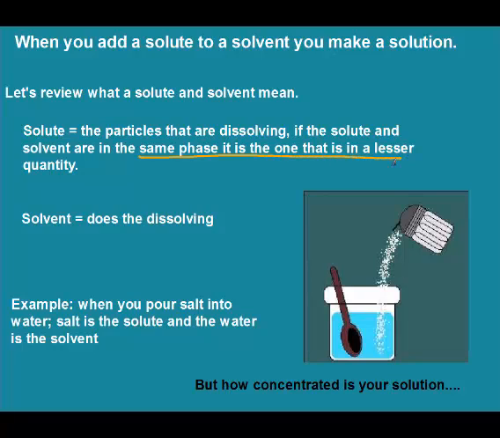The second part, if they're in the same phase, the one that's the lesser amount is the solute. That means if I had 5 milliliters of water and 100 milliliters of alcohol, water would be my solute because I have a lesser amount of it, but they're both liquids. But if you have a solid and a liquid, the solid will always be the solute as it will dissolve in the solution or the liquid.